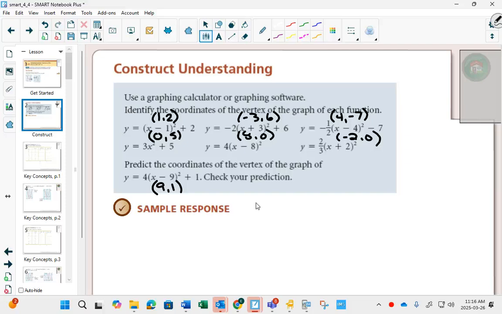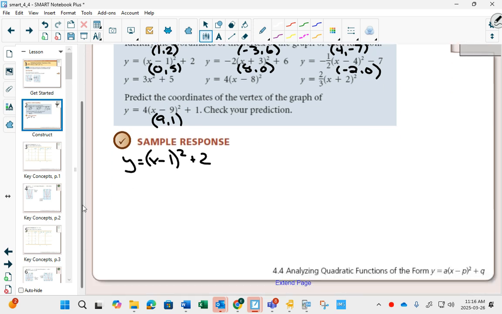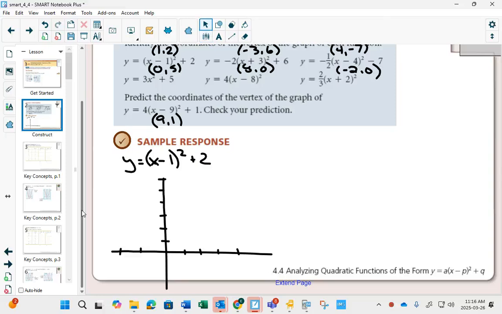So now, if I look at this very first one, y equals x minus 1 squared plus 2, we can graph this quite easily if it's in this form. And this form is called the standard form. Why? Well, I know where my vertex is. So the first thing I can do is I can go to 1, 2, label that. That's going to be my vertex.